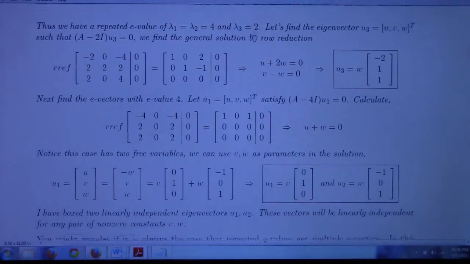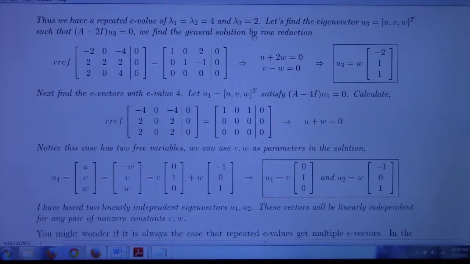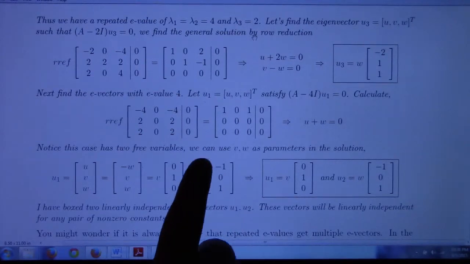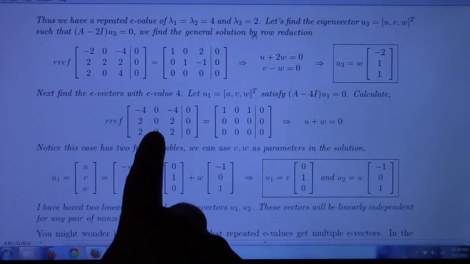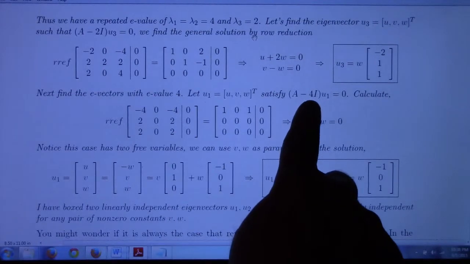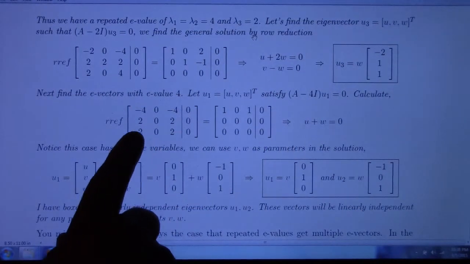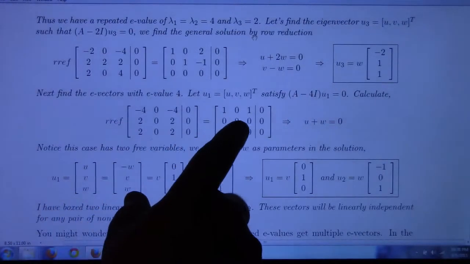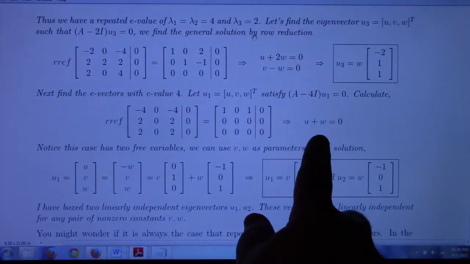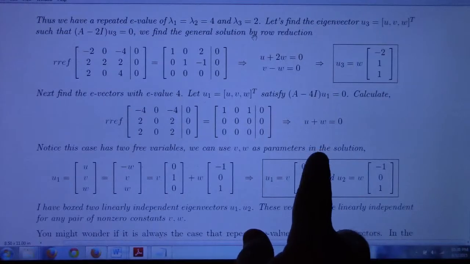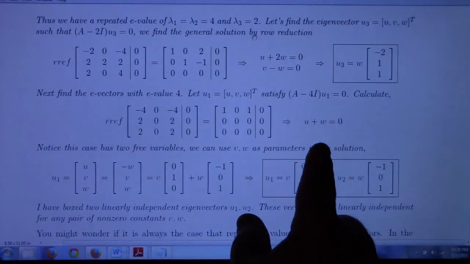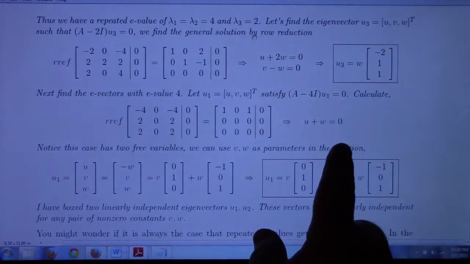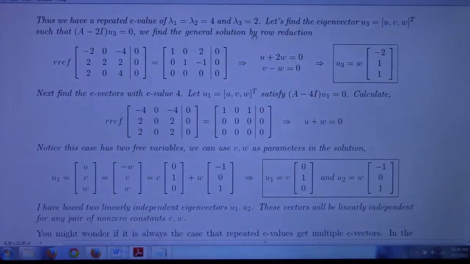With algebraic multiplicity 2, there are actually 2 different things that could happen. You might only find 1 eigenvector, or you might find 2. In this case, we actually find 2, and here's how it goes. So we calculate the reduced row echelon form of A minus 4I. That gives me this matrix, but as you can see, it's just the same equation 1, 2, 3 times. That reduces to this, which gives me basically the single equation u plus w equals 0. So that makes u equal to minus w, and v is free.